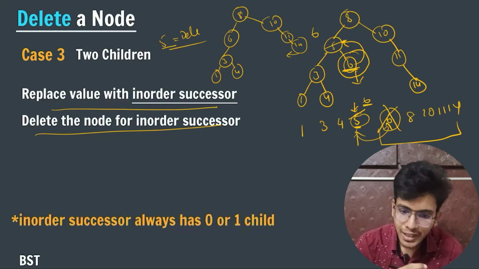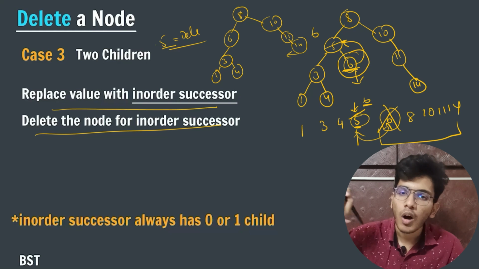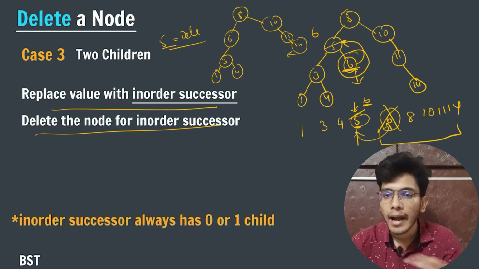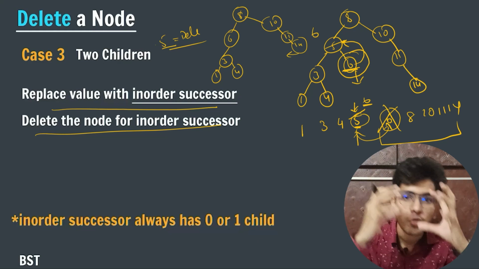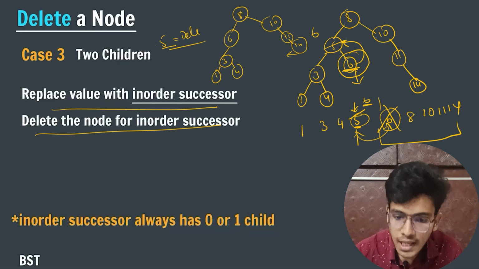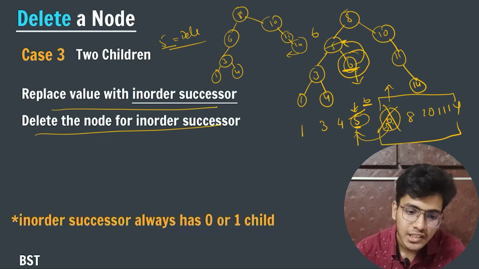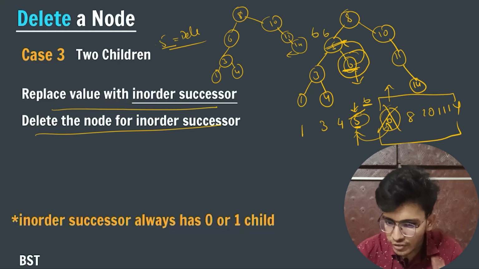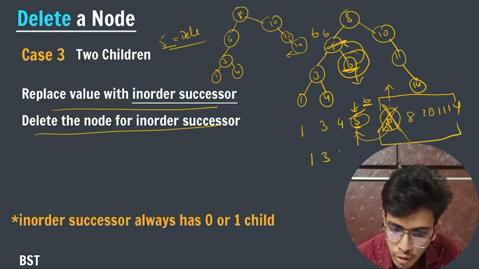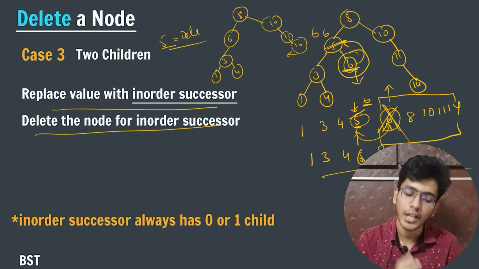So for this particular node, in the right subtree, what is the least element? I will choose the least element and replace the value of the element to be deleted with it. Here you can see that in this array the least element is 6. So I have taken this value and replaced it with 6. After replacing with 6, I am deleting this element, and my inorder will become 1, 3, 4, 6, 8, 10, 11, 14. So this is what I am going to do.